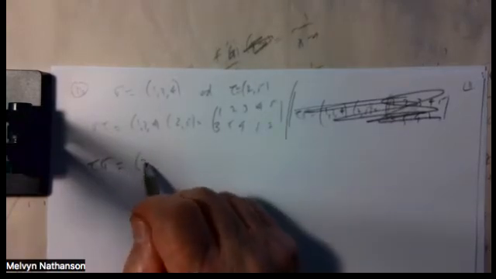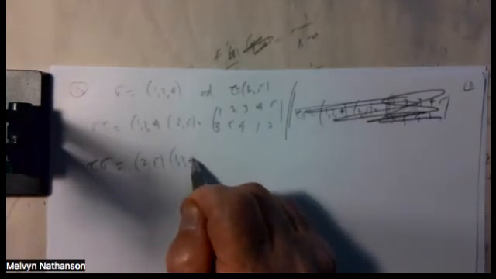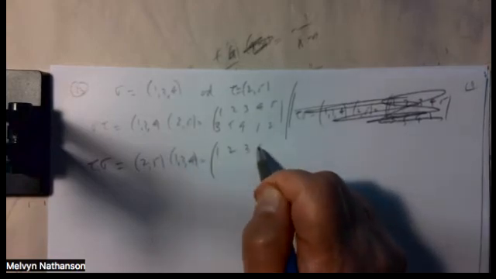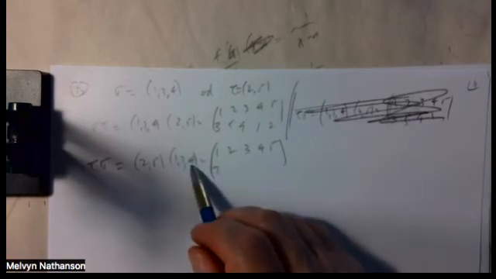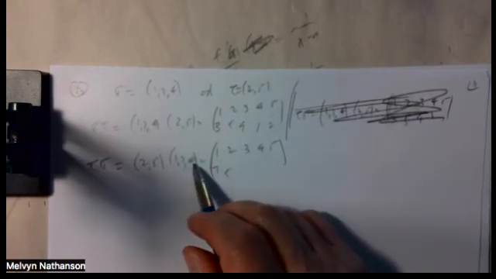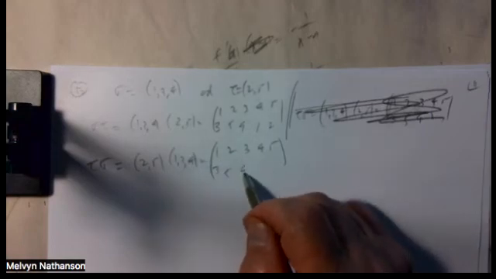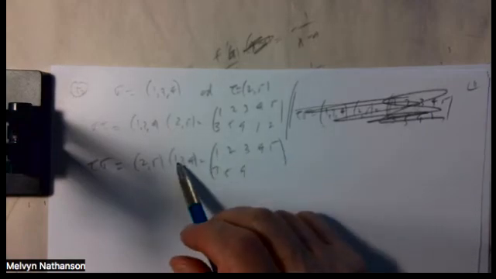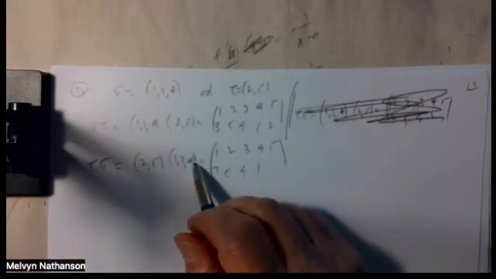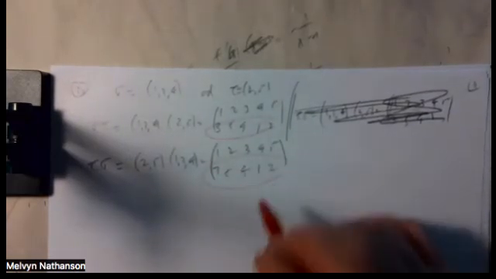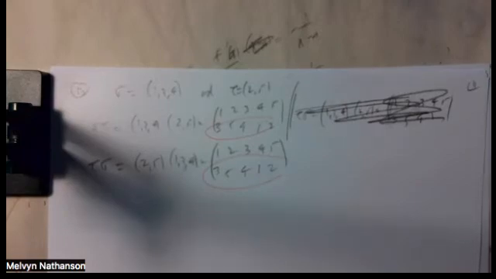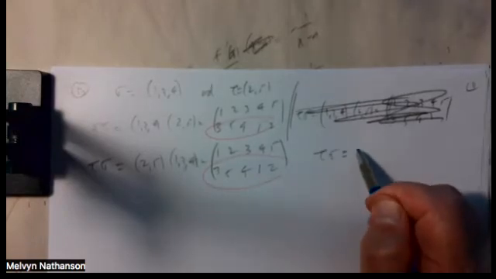Okay, tau sigma. So tau is (2, 5), and sigma is (1, 3, 4). So 1 goes to 1, goes to 3. 2 goes to 5. 3 goes to 4. 4 goes to 1. 5 goes to 2. And if you compare, these are exactly the same permutations. So tau sigma equals sigma tau.